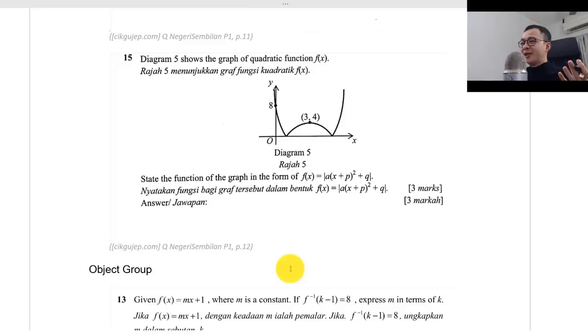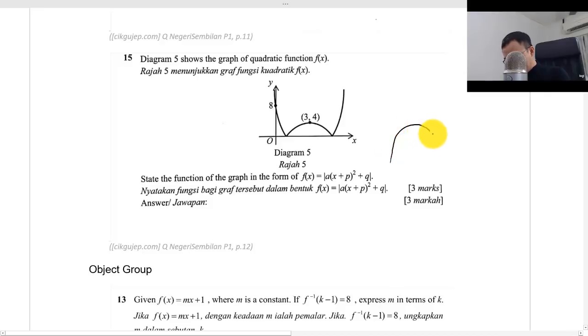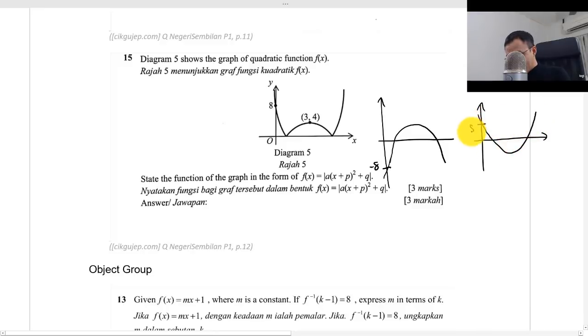For this question, you can have two equations, but I will explain first, then only will I further do these questions. Basically there are two possibilities for this diagram. The first possibility is something like this: you have a curve that looks like this, passing through the y-intercept at negative a. Then the second curve looks like this, passing through positive a.